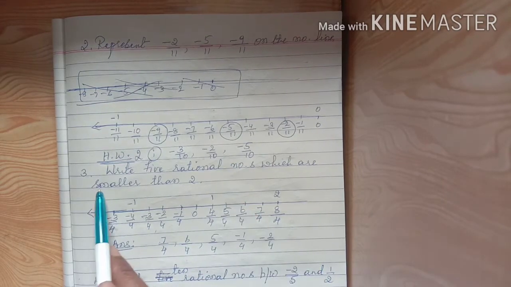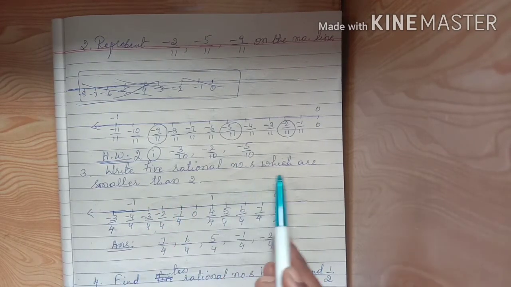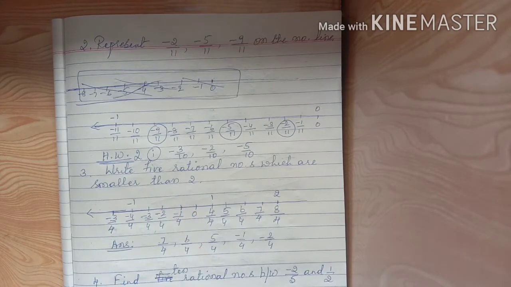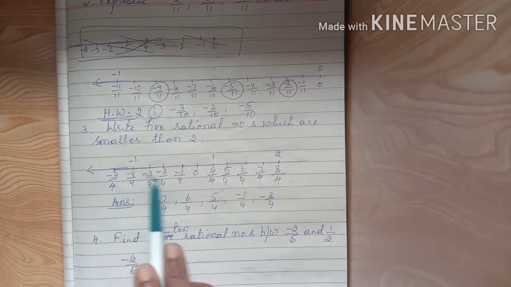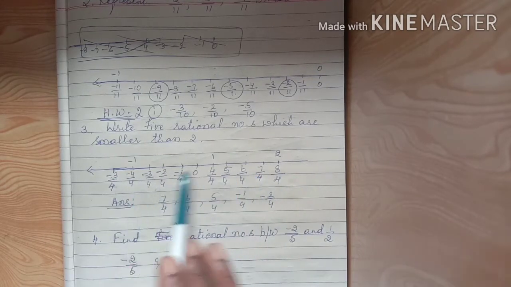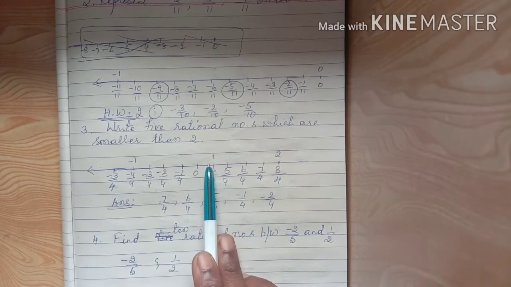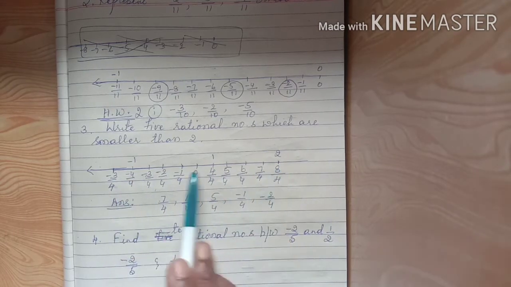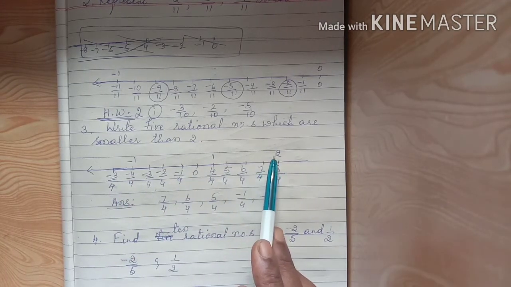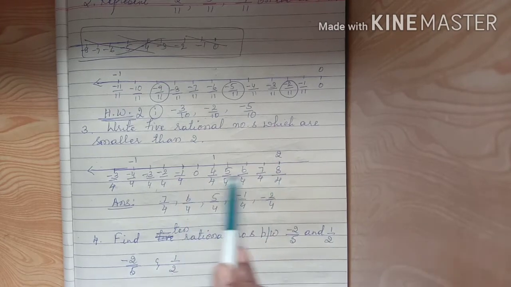Next, third problem: write 5 rational numbers which are smaller than 2. See here, this is a number line. Smaller than 2 means you can write numbers between 1 and 2, between minus 1 and 2, between 0 and 2, is it not, children? Not more than 2. It is smaller than, lesser than 2.